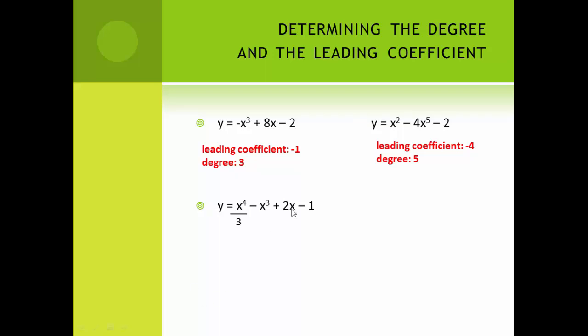Last example. This time we do have all our exponents in decreasing order. So we have a degree that's 4, and the leading coefficient here is positive 1/3.